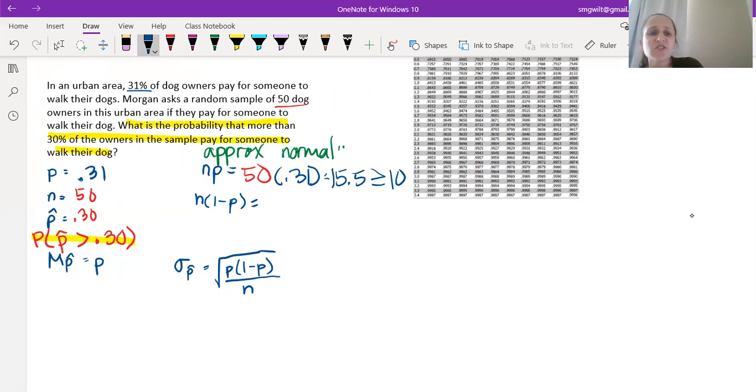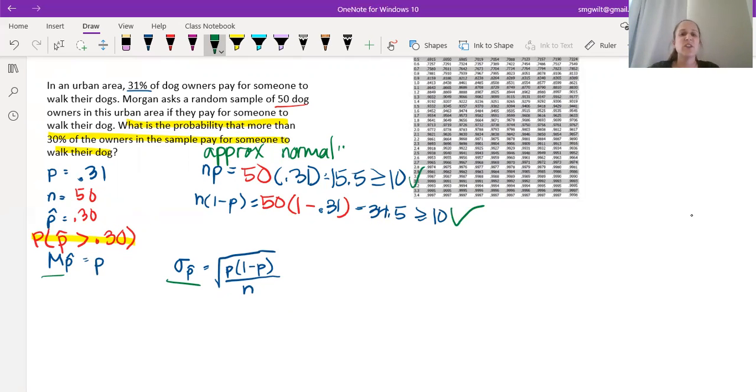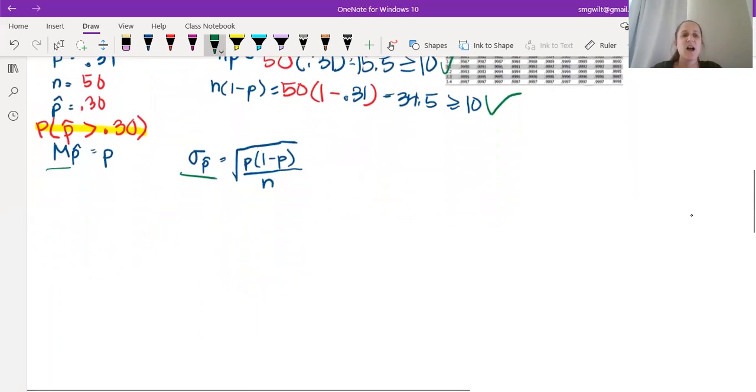And then I also have to check that 50 times 1 minus that 0.31 is also greater than or equal to 10. So that gives me 34.5, which is definitely greater than or equal to 10. Okay, so it fits the conditions, which means that I'm allowed to use these two formulas.